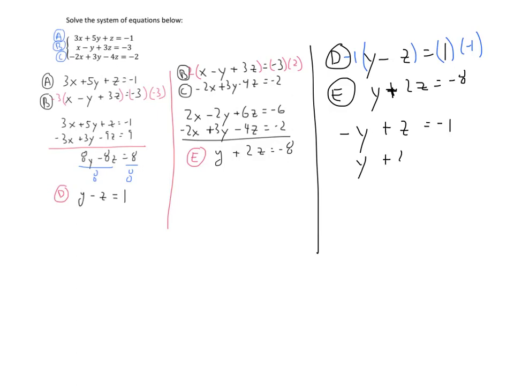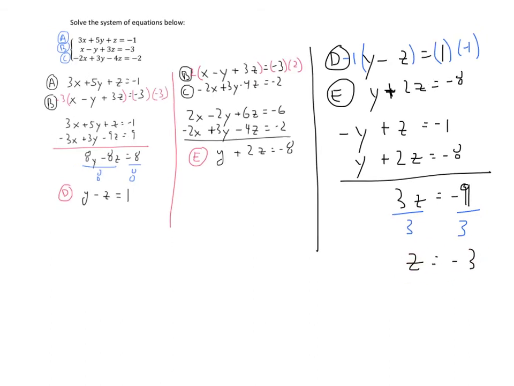Y plus 2z. Let me write that better. Y plus 2z equals negative 8. And let's see what we get. This time my y's are going to be eliminated, and I'm going to be left with 3z is equal to negative 9. So then if I divide both sides by 3, I have z is equal to negative 3. And there I've solved for my first variable. I have z equals negative 3, and now the hard part's over.